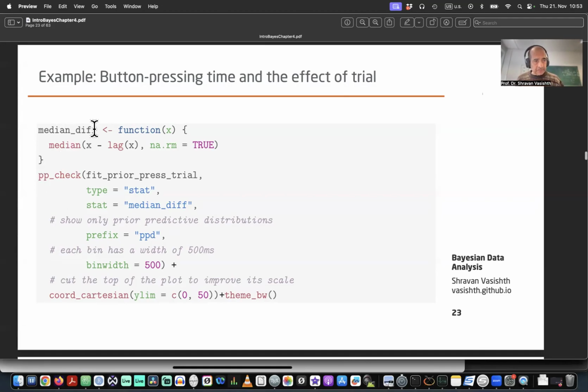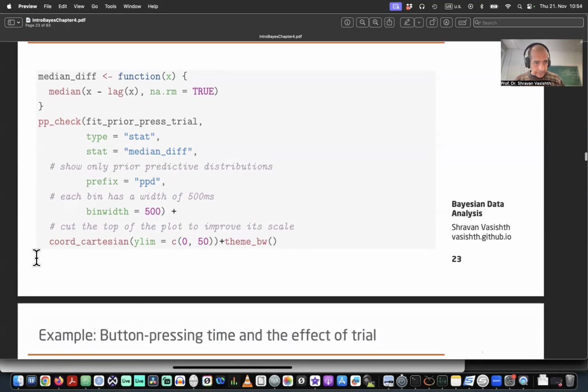We're computing the median difference statistic, and that's a function that is defined by you. So you can decide which function you want to investigate in your prior predictive distribution, and write that function in here, in this case the median difference.